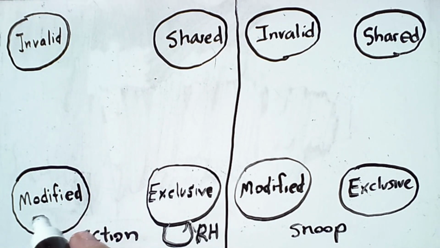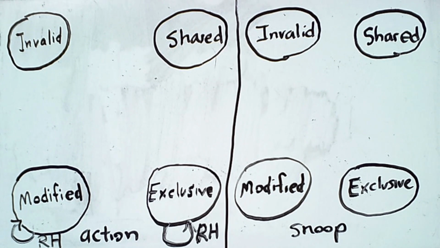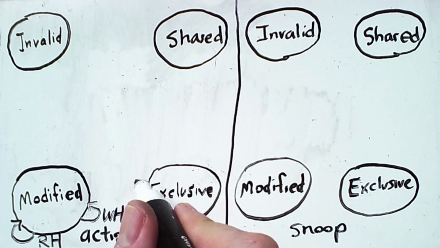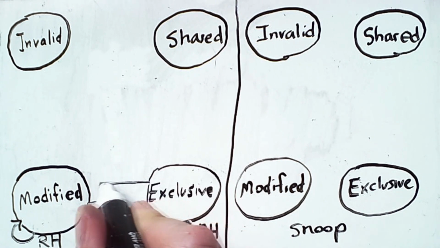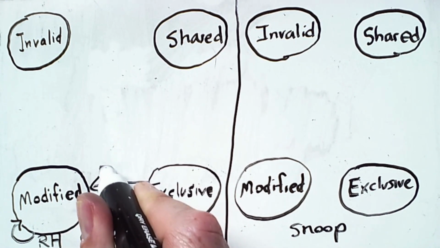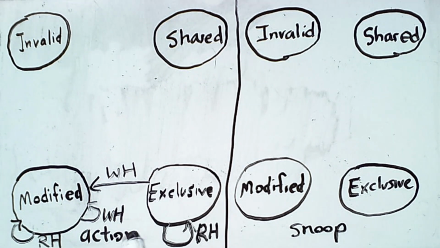Similarly, a modified cache line that experiences a read hit will also stay in that state. In fact, a modified cache line can even write to itself. That is a write hit. None of these changes matter to any of the other caches. Now, an exclusive cache line that experiences a write hit will transfer to the modified state. But because that cache line was only in this one cache, it won't affect any of the snooping caches.